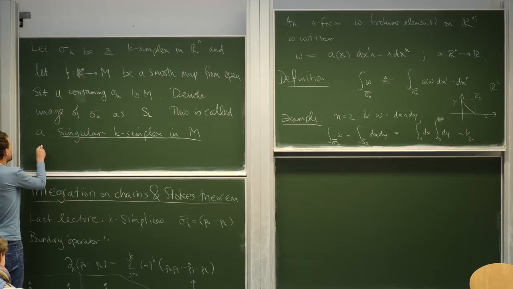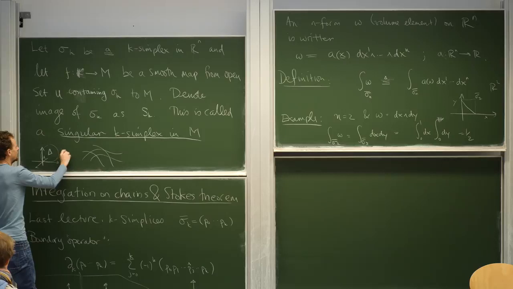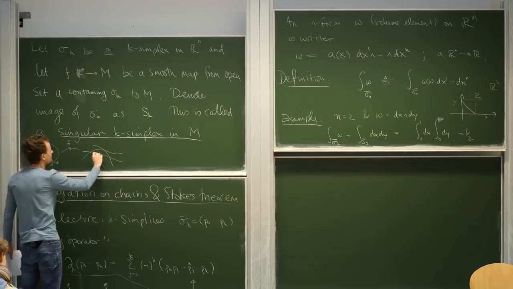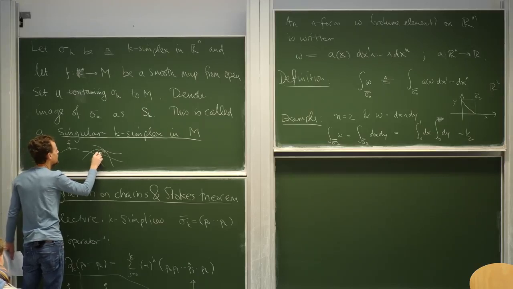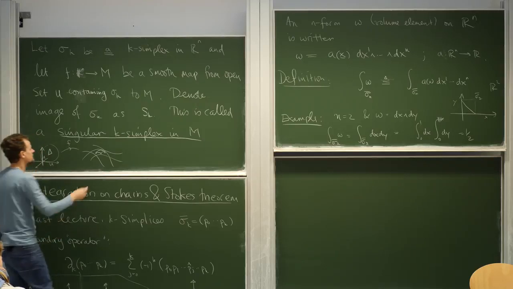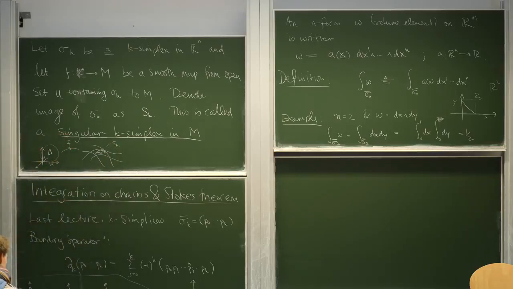I'll draw a picture. So you have a simplex, a two-simplex there inside R^3. Here's U containing it. Here's our friendly manifold. And then you have some function f going from this open set U to M, and then this triangle gets mapped to some kind of curvy triangle in our manifold. And that's our S_k right there. It's a singular k-simplex in M.